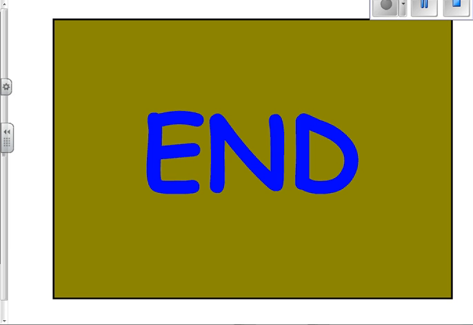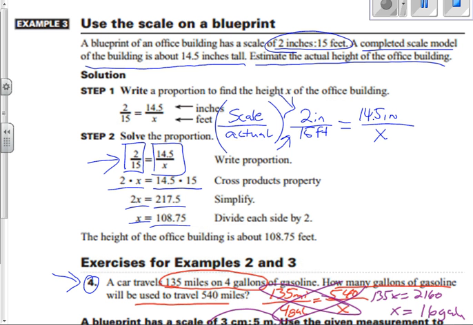Let's see, do I have another one next? No, that is it. So this concludes the video on 2.7, solving proportions using the cross product.